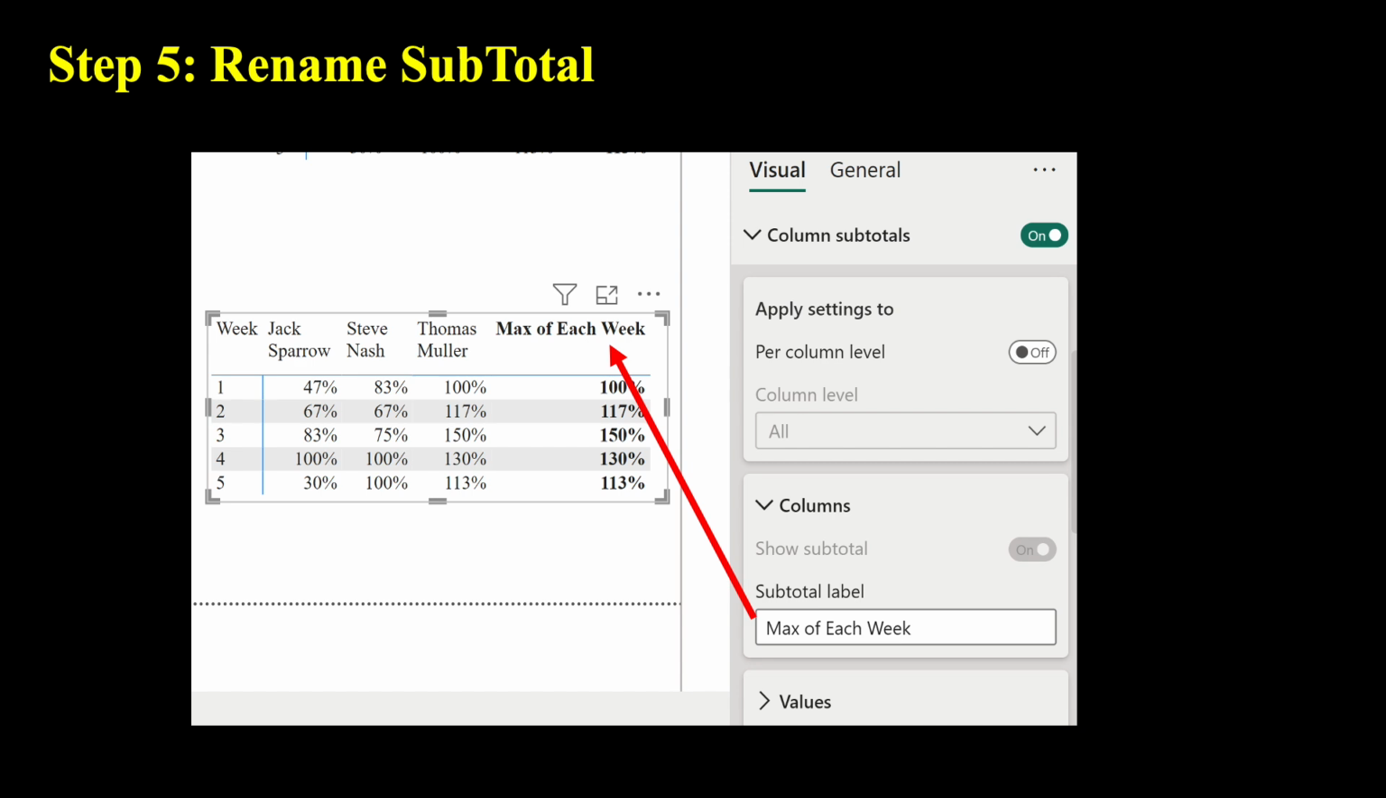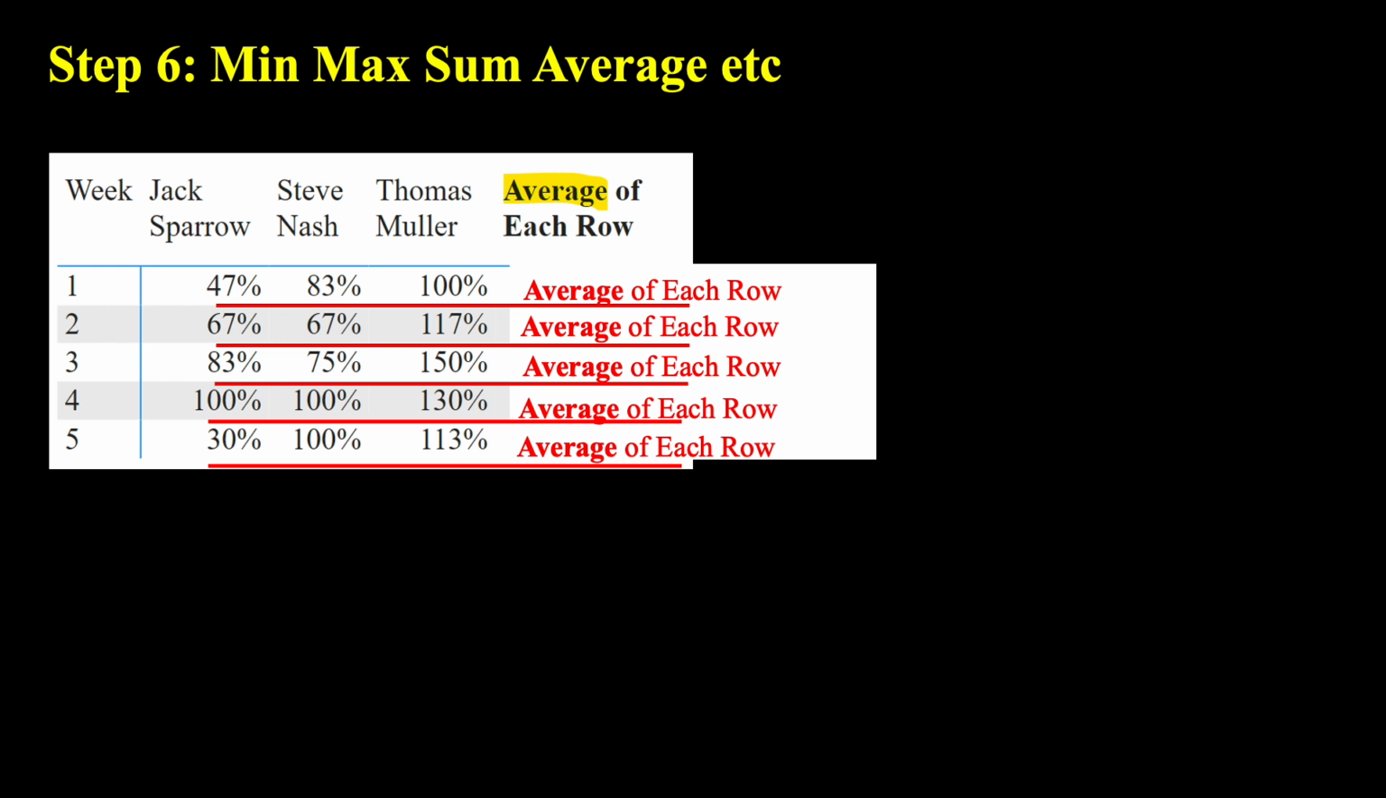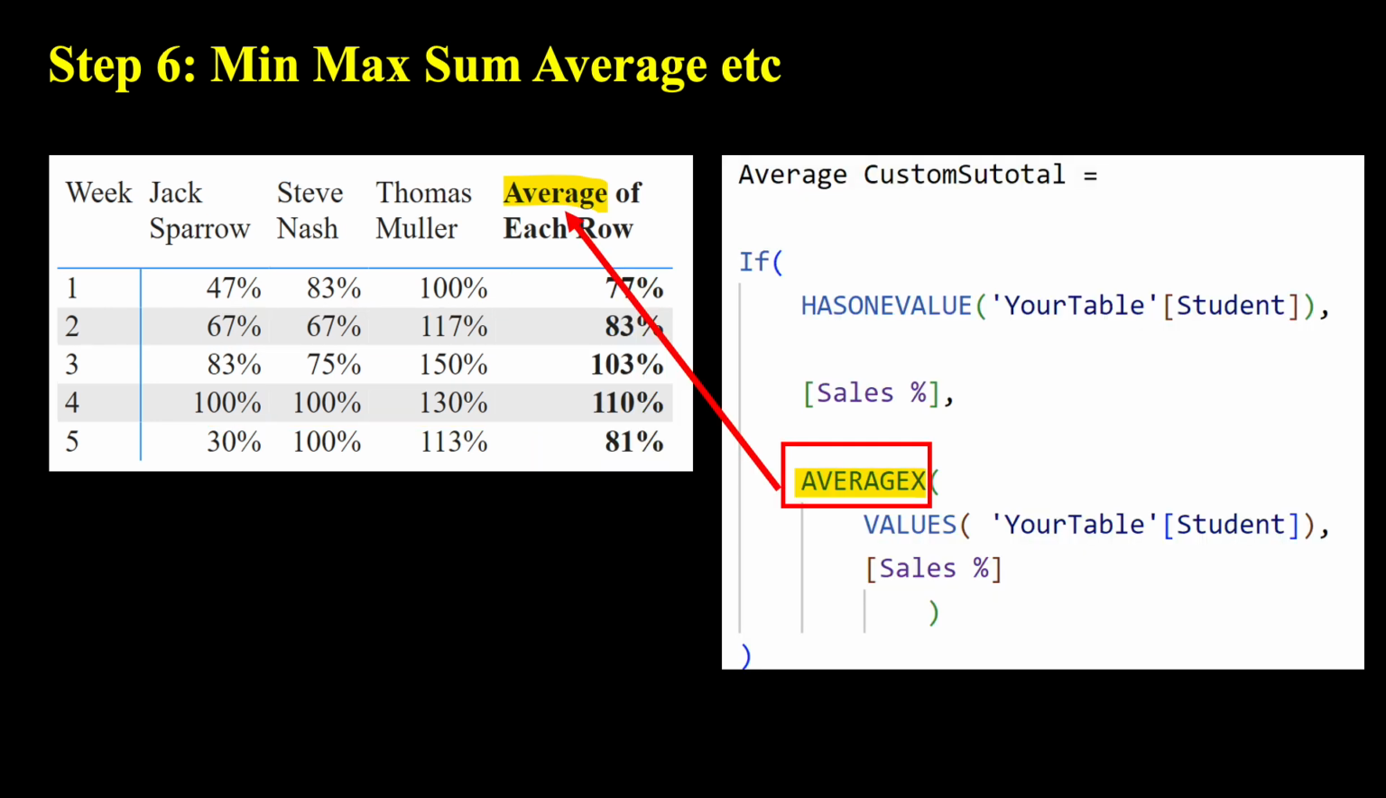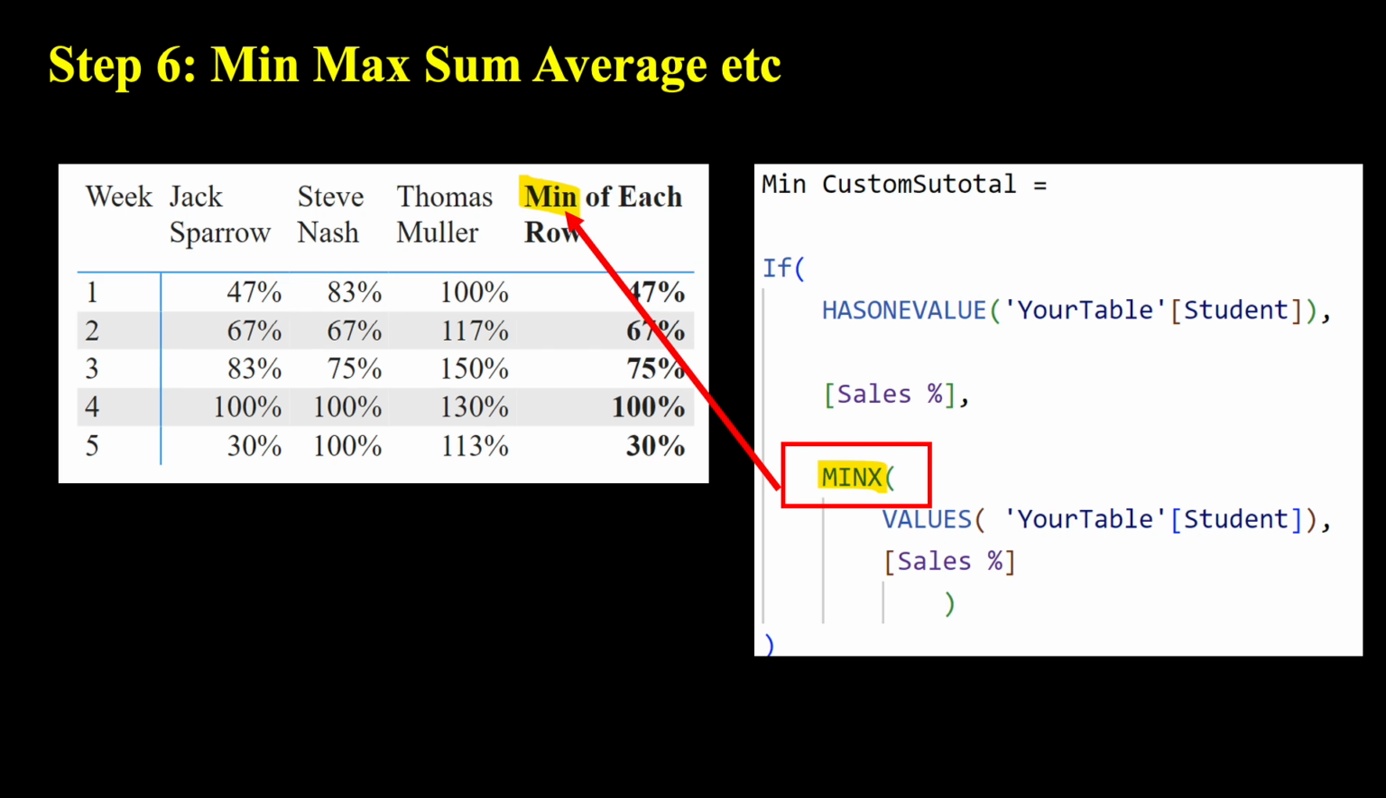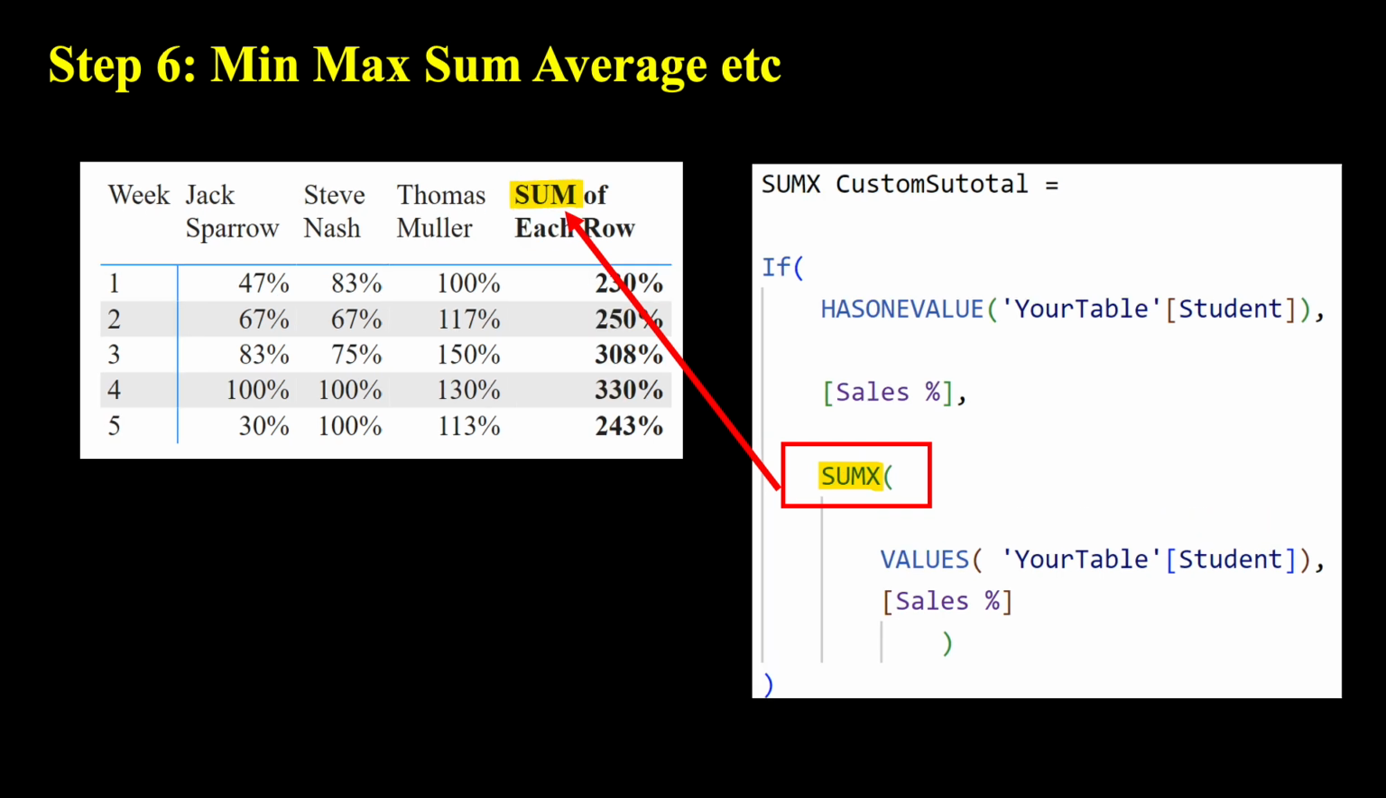Now we figured a way to customize the column subtotal to display the max value of each row. But what if we want the averages? Actually, it's very simple to make that change, and there's only one thing that needs to be adjusted, which is the MAXX function. If you want the averages, just change it to AVERAGEX or MEANX for the mean values of each row, and of course SUMX to sum up each row.